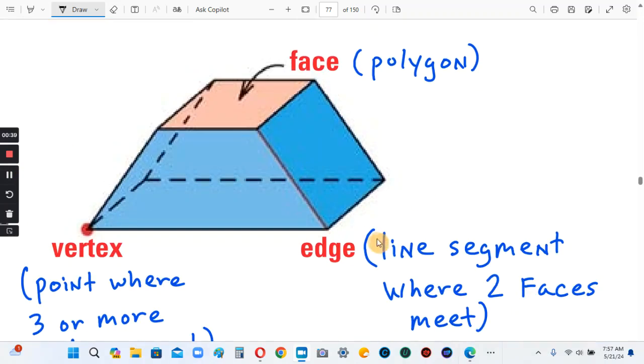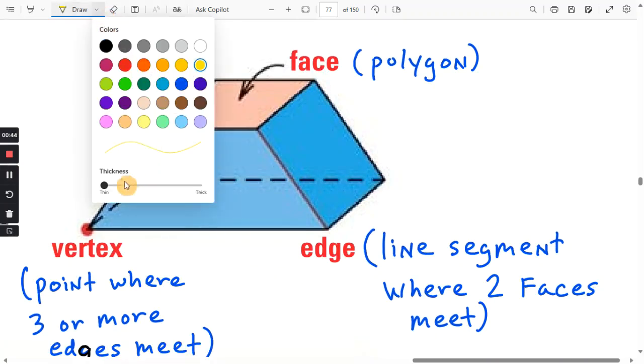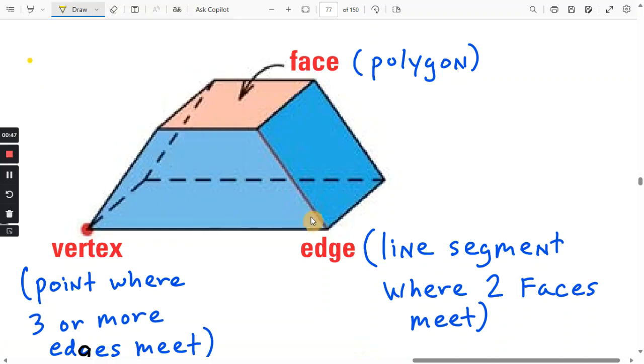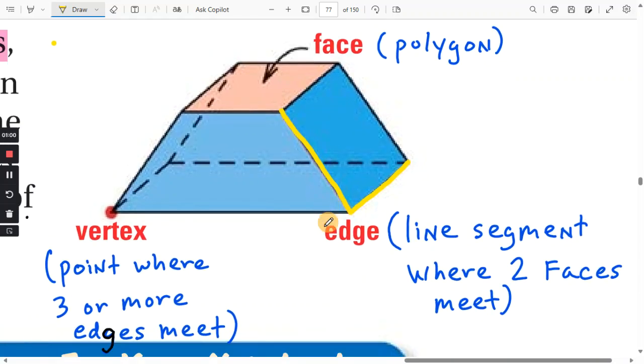And an edge is a line segment where two faces meet. So if I can highlight an edge here, something like this right here, that would be an edge. It's just a line segment where two faces meet. And finally, a vertex is a point where three or more edges meet. So any of these points on the polyhedron, those are vertices, or the singular is vertex.